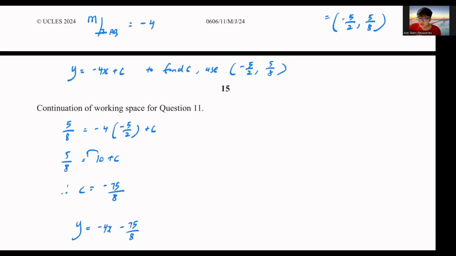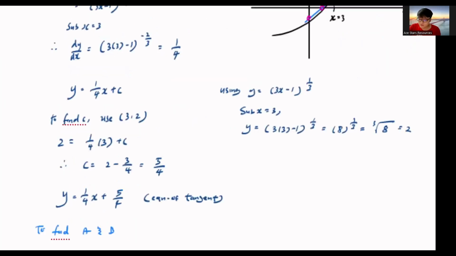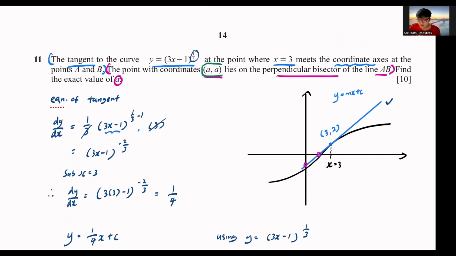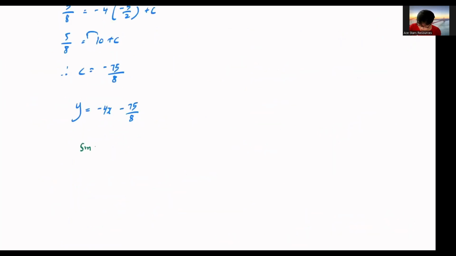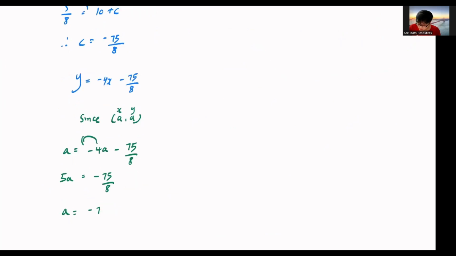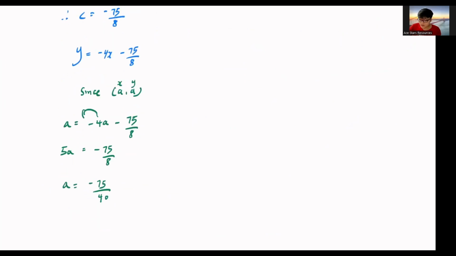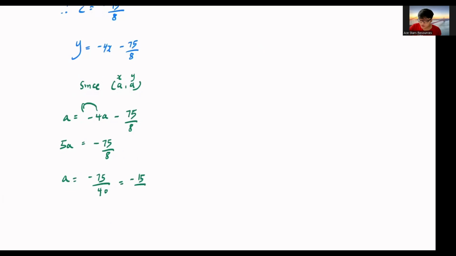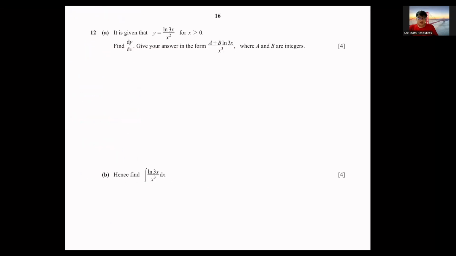Given that the coordinates are (a, a), since it's point (a, a), x is a and y is also a. So just substitute, replacing x and y in the equation. Then move this over, and that would be 5a is equal to 75 over 8, right? A will be 75 over 40. Make sure you simplify that into minus 15 over 8, or you can write it as minus 1.875. So, last one.